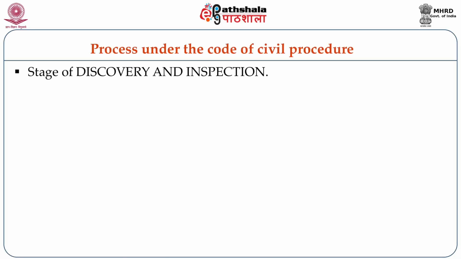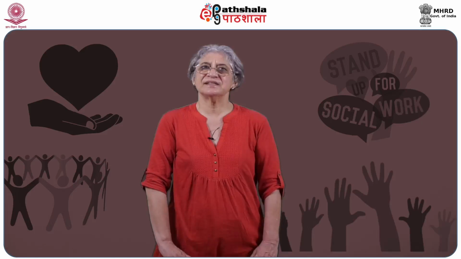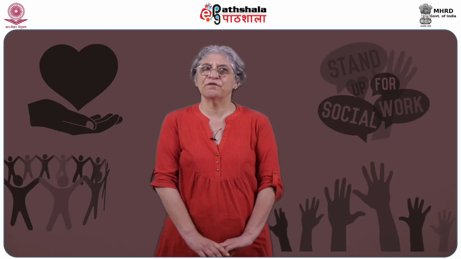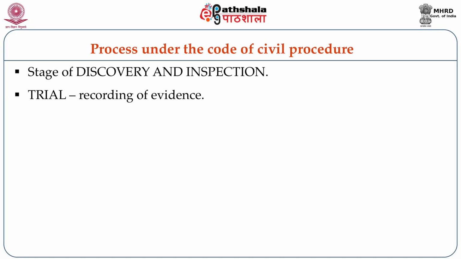Stage of discovery and inspection. At this stage, both the parties exchange photocopies of the documents which they want to rely on, and each party takes inspection or compares their photocopy with the original of the document. Trial. Trial stage is the adjudication of the matter. What do we mean by trial? Trial is the recording of evidence. Both the parties have to produce evidence before the court, evidence which they believe is in their support.